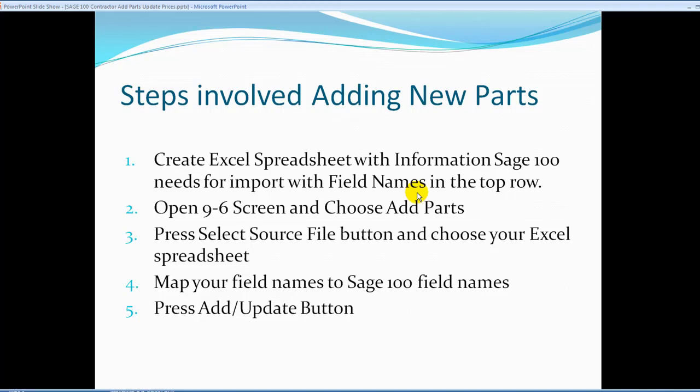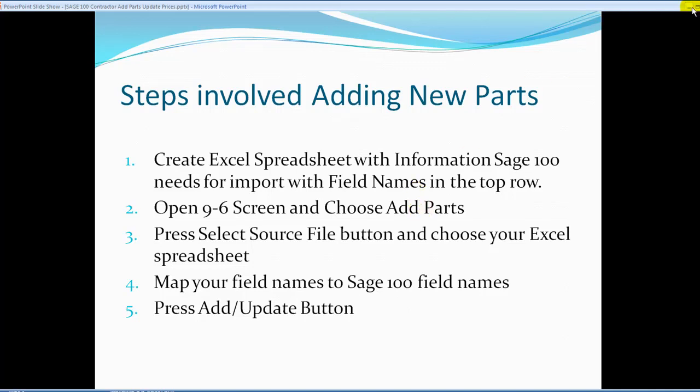Then we open up the 9.6 screen and we choose Add Parts. We select the Excel file that we have put the information into. Then we go through a process of mapping field names to the Sage 100 field names. That's pretty simple. We'll show you how to do that in a second. Then press the Add Update button and our parts are pulled in.